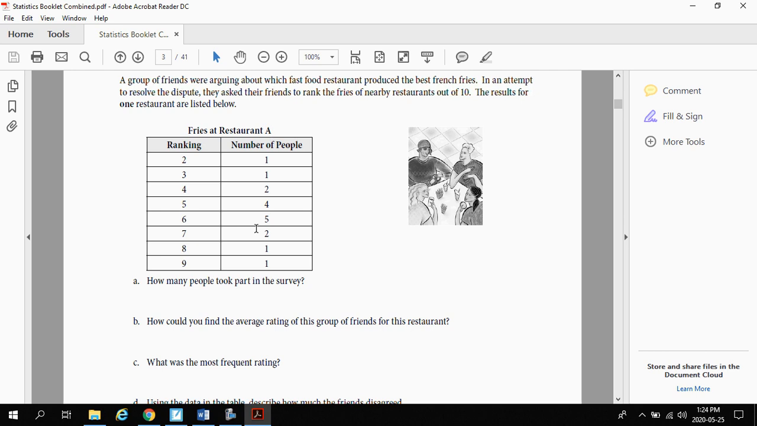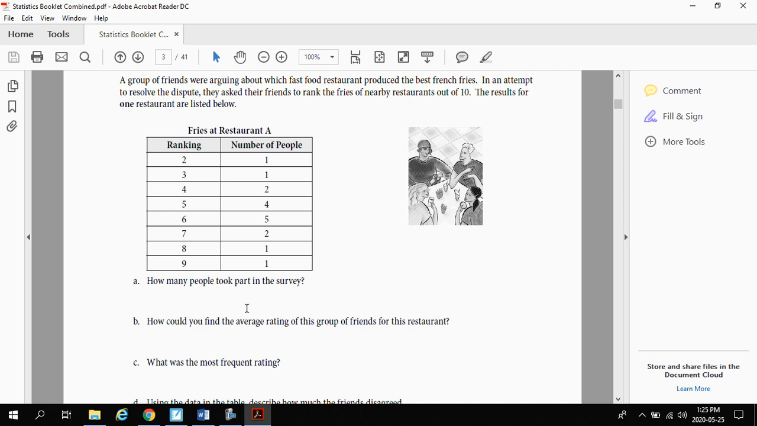5 people gave it a ranking of 6. 2 people gave it a ranking of 7. 1 person gave it a ranking of 8, and 1 person gave it a ranking of 9. Nobody gave a 1 or a 10. I guess nobody loves it or hates it that much. So the first question it says is, how many people took part in this survey? So how many friends did they ask? So what you would need to do is add up the number of people that gave each of these rankings. So 1, 2, 3, 4, 8, 13, 14, 15, 16, 17. 17 people took part in the survey.